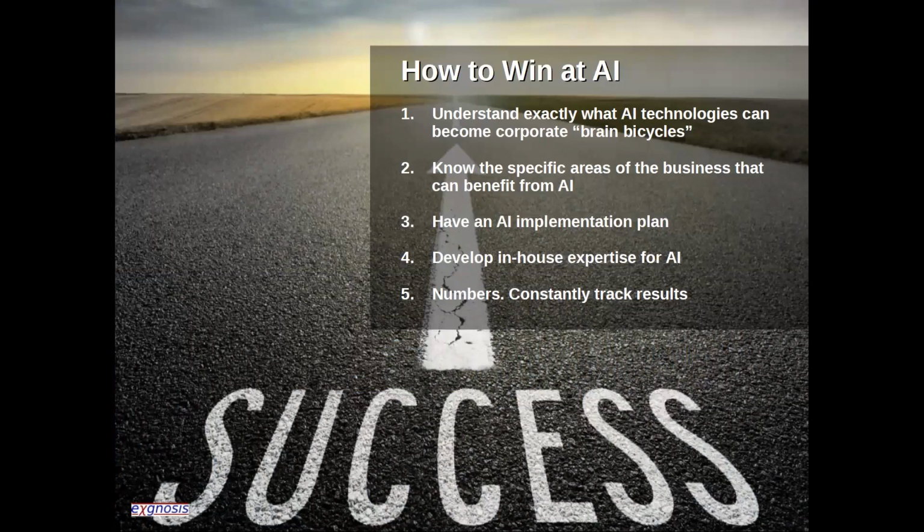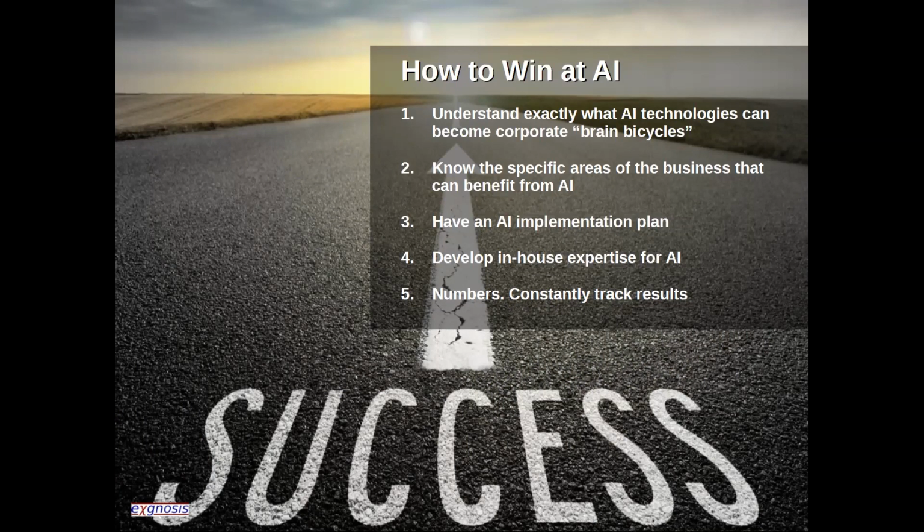The first point is to understand exactly what the AI technologies are and how you can use them to automate your tasks. In other words, what are specifically the technologies that can become your corporate brain bicycles? This gets away from the hype, the scaremongering and all the magic bullet solutions, and comes back to the reality of the situation. What actually can this AI technology do in a field that's related to your organization? How are other people in your industry using AI? What technologies are they using? How are they deploying it? So you have to know what these technologies are from a realistic and practical point of view.